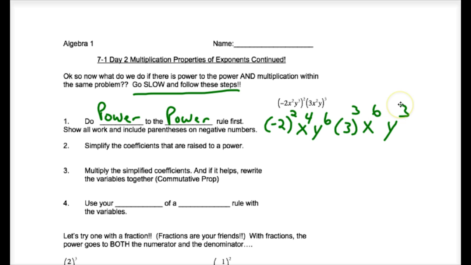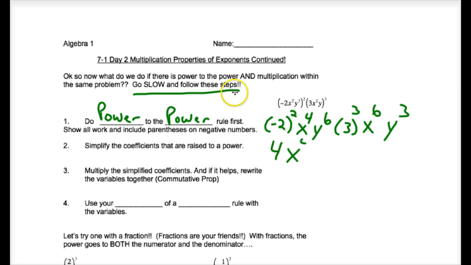Done. There's your first step, guys. Put the exponent on everything, and if there are coefficients, numbers, use parentheses, and don't try to get -4, because guess what? It's not -4. It would be positive 4. What's (-2) squared? When there are parentheses around it, -2 times -2 is 4.